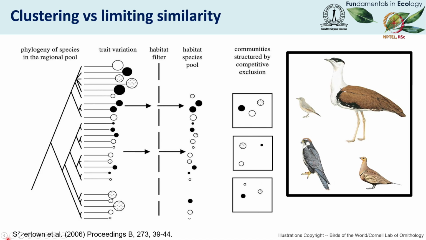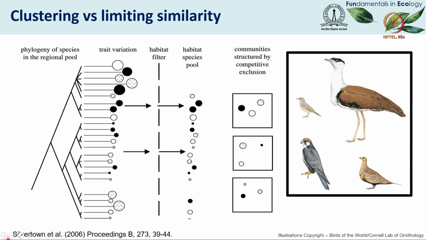Two aspects of the way in which we think of community structure is the concept of clustering versus limiting similarity. What clustering does is that it selects for species that share a certain trait, and therefore on that trait axis, for values of that trait, species will be clustered because their fundamental niche is interacting with the habitat filter.